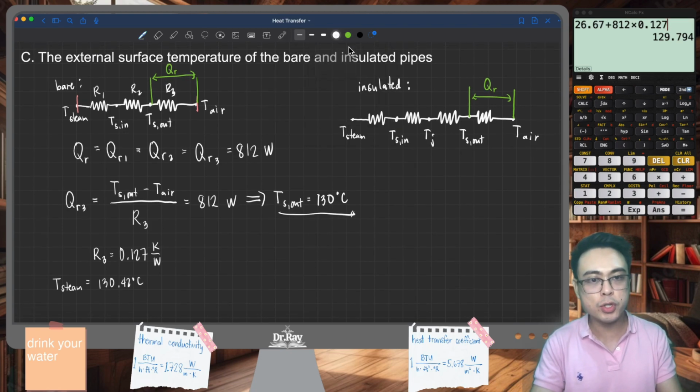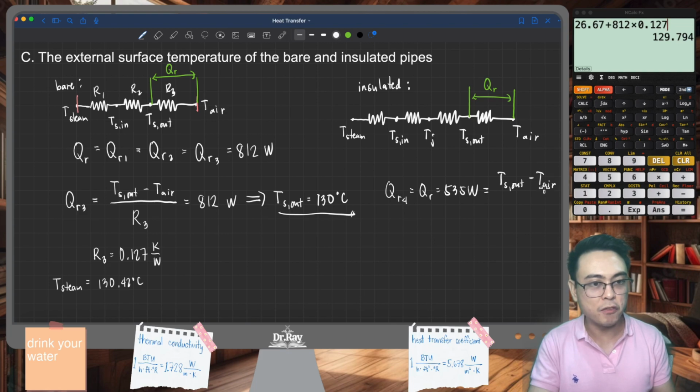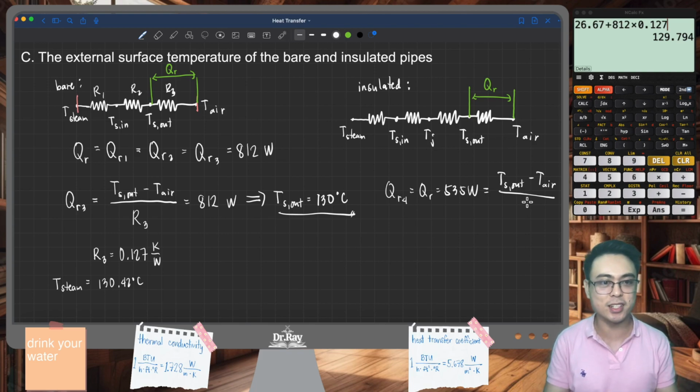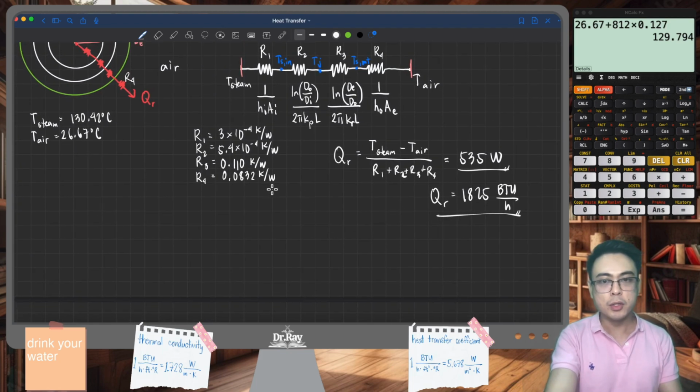So we take note that QR4, which is the same as Q sub R, is 535 watts. And that's equivalent to the driving force of TS out, if you only take a look at the last resistance here, minus T air, divided by the only resistance that we passed through, which is the fourth resistance in this case, R4. Let's fetch the value of R4 from earlier. That is 0.0832 Kelvin per watt.